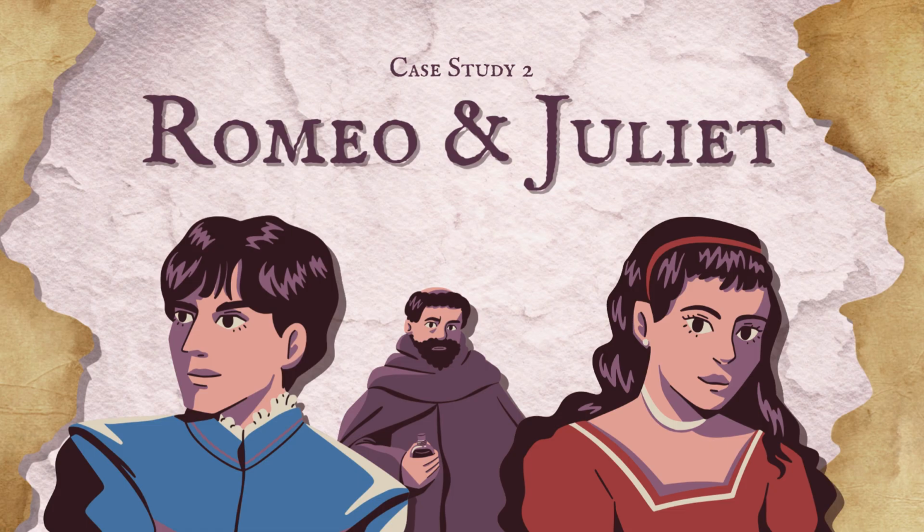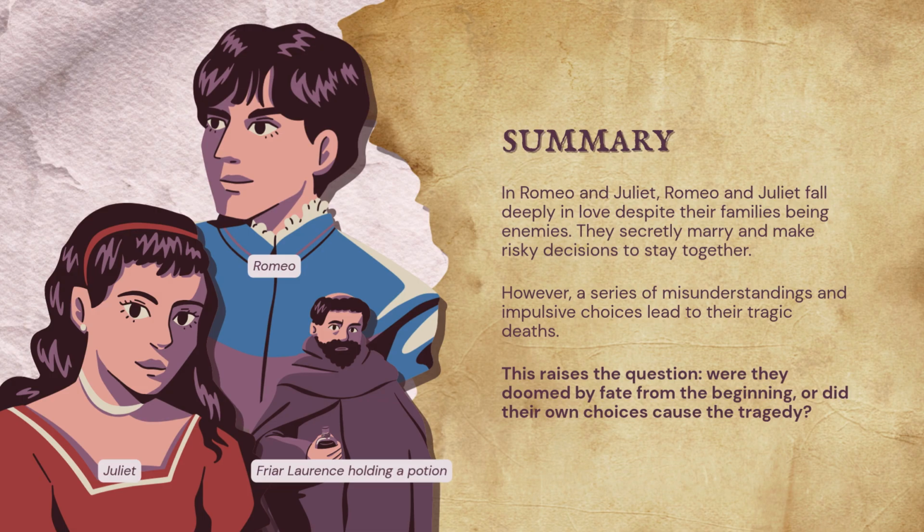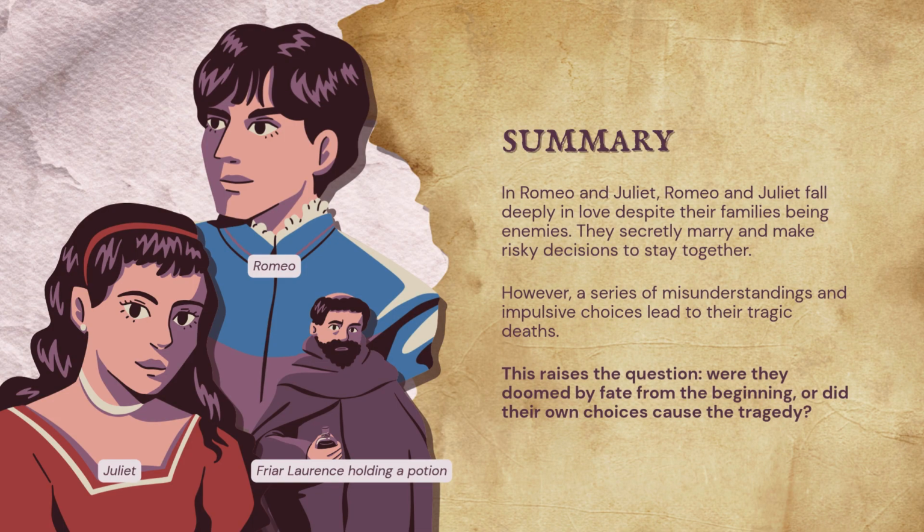Case Study 2. Romeo and Juliet. Summary. Romeo and Juliet fall deeply in love despite their families being enemies. They secretly marry and make risky decisions to stay together. However, a series of misunderstandings and impulsive choices lead to their tragic deaths.